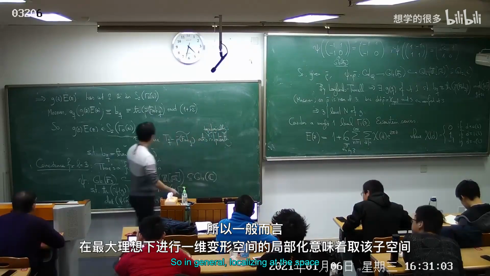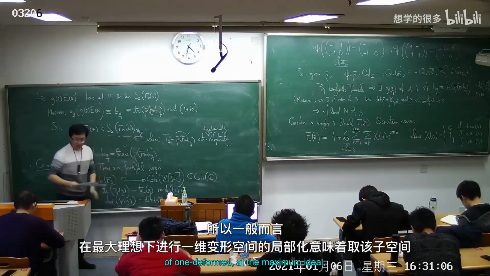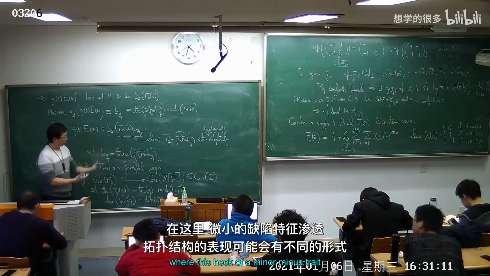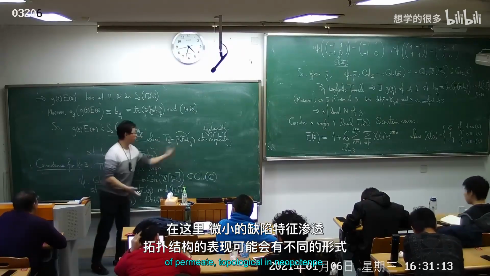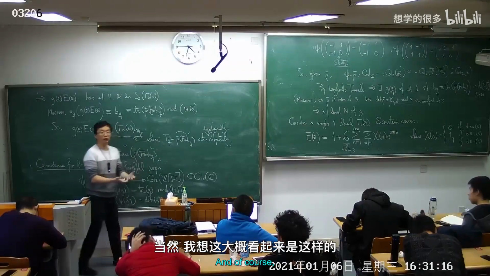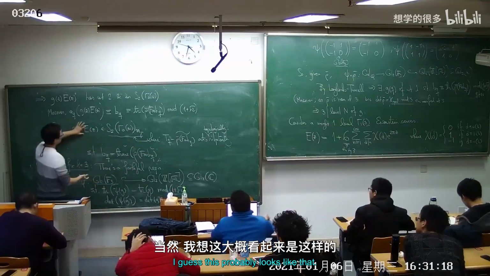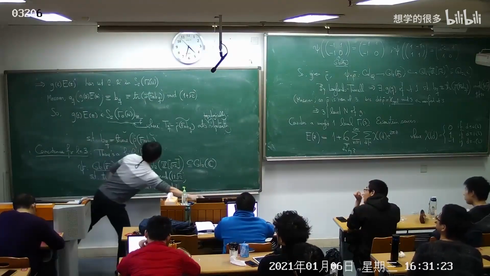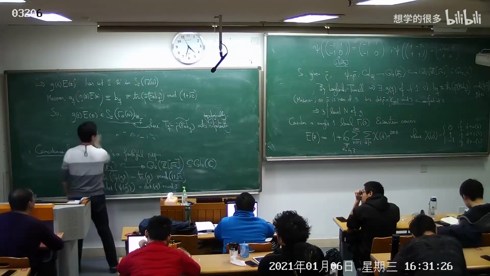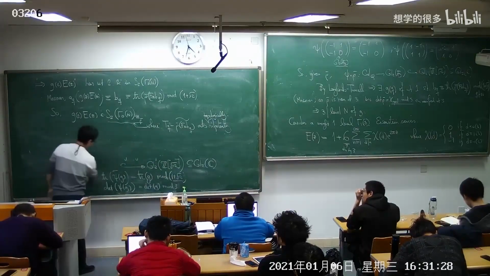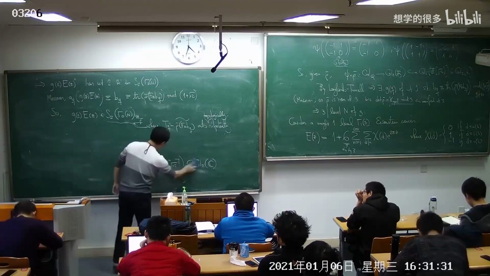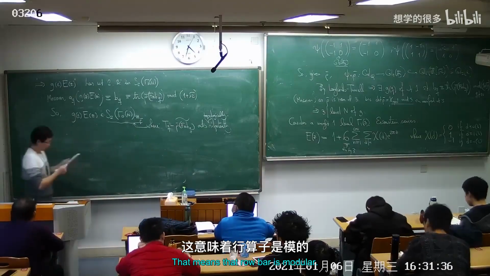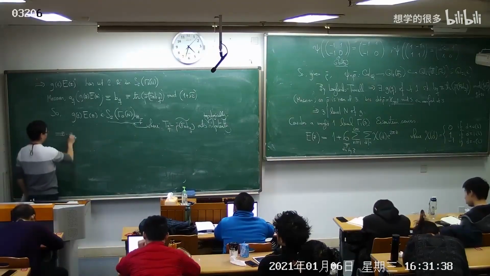So in general, localizing the space of modular forms at the maximal ideal means taking the subspace where the Hecke operator minus the trace of Frobenius acts topologically nilpotently. And of course, this property looks like that. Somehow, this must belong here. I think I got it right, or at least modulo p it belongs there. That means that rho bar is modular.